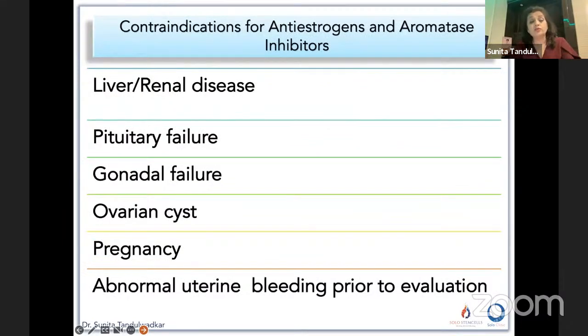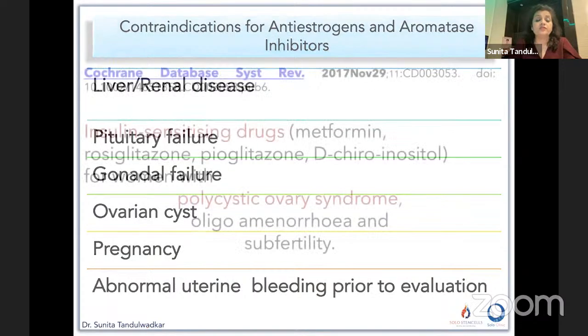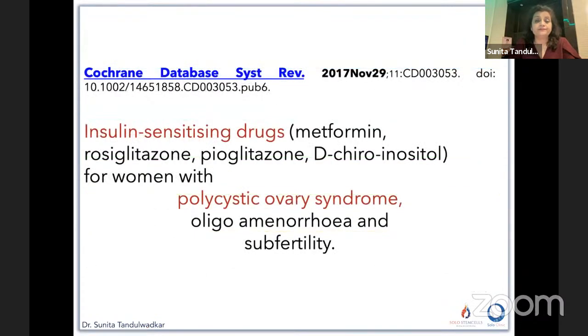Now, you also should know what the contraindications are. Any patient with liver disease, renal disease, and naturally, if the HPO axis is not working, obviously you will not give letrozole. This is about the few comments on oral ovulation induction.